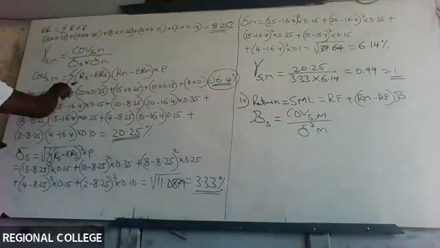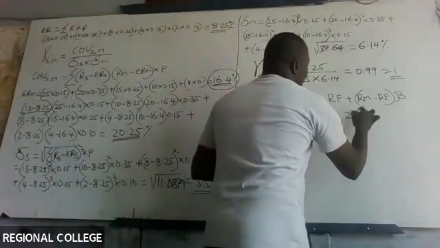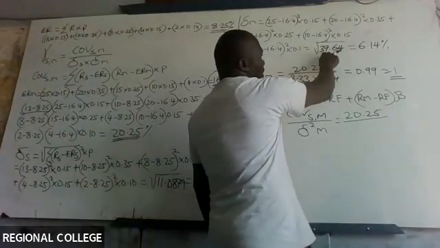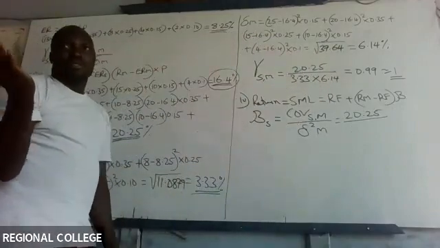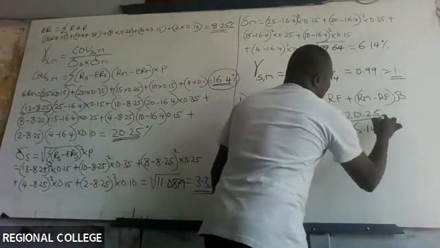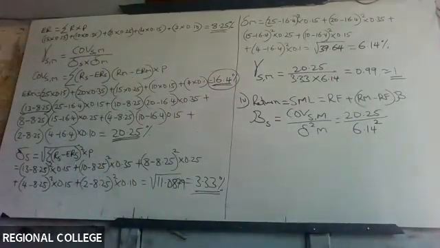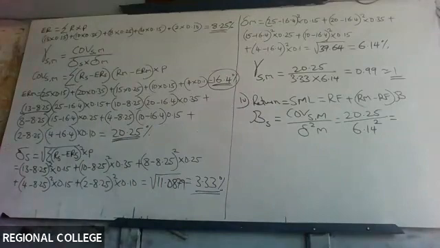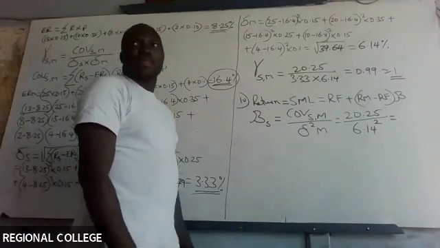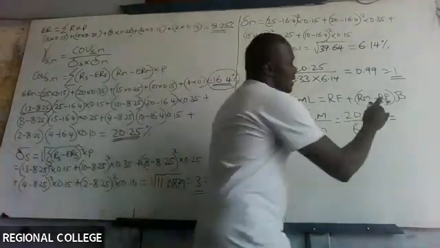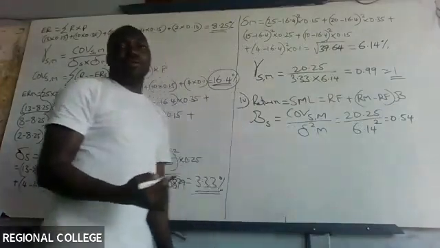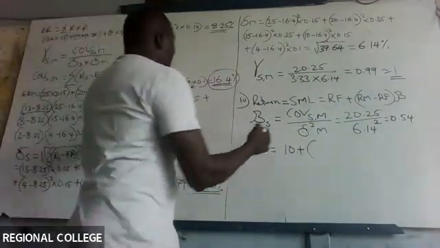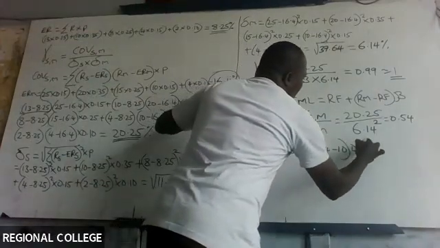The covariance is 20.25. You have the variance of the market, which is 6.14 squared. So what is the beta? It is 0.54. So therefore SML becomes RF equals 10, plus the expected return on the market 16.4 minus 10, you multiply by 0.54 and you get your answer.